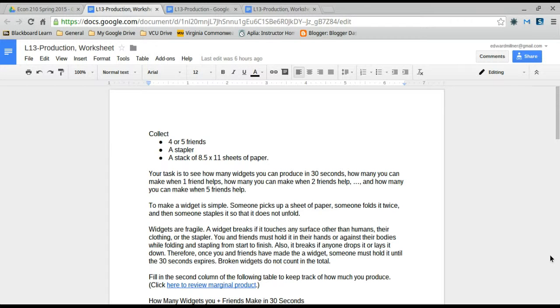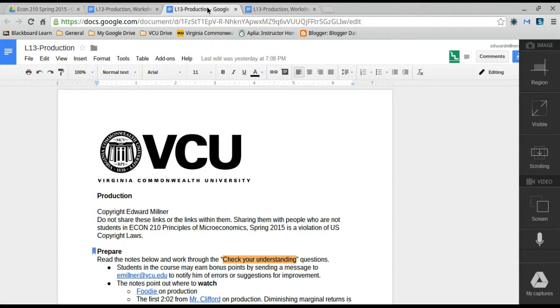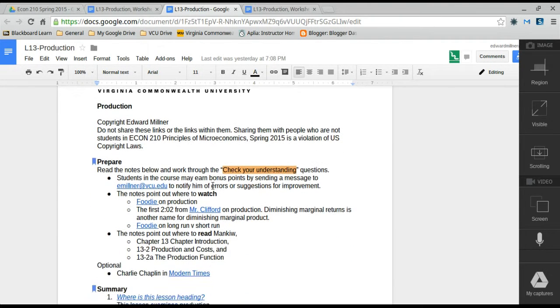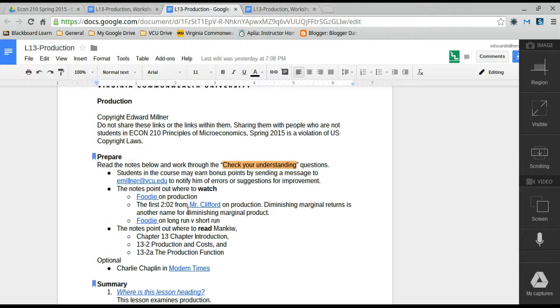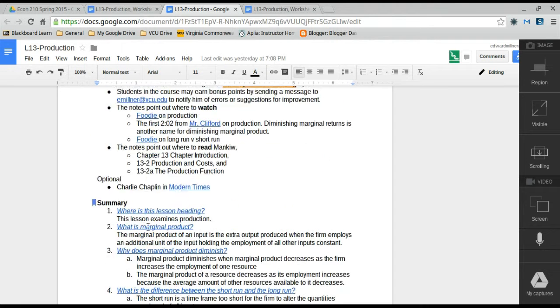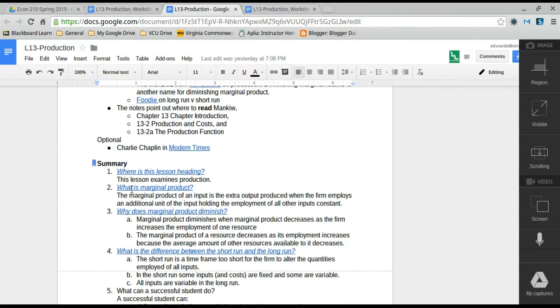All right, I'm going to talk about the worksheet for L13 production. Before you start this worksheet, please be sure to complete the preparation for L13 production. There's some reading in the textbook, there's some videos to watch, and there's notes to read and screencast to complete. In particular, you should be very aware or comfortable with knowing what marginal product is and what diminishing marginal product is.